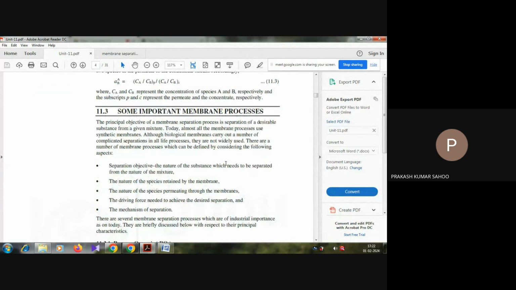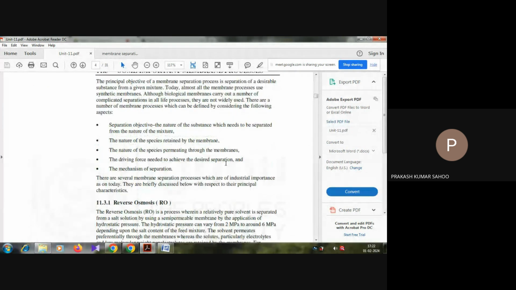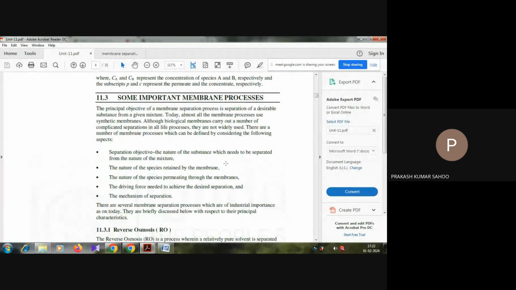Some important membrane processes are... there are different types of membrane processes for different separation techniques using membrane or barrier type separation. There are a number of membrane processes which can be defined by considering the following aspects or factors. The aspects that are very effective to define a membrane process include, number one, the separation objective, the nature of the substance which needs to be separated.